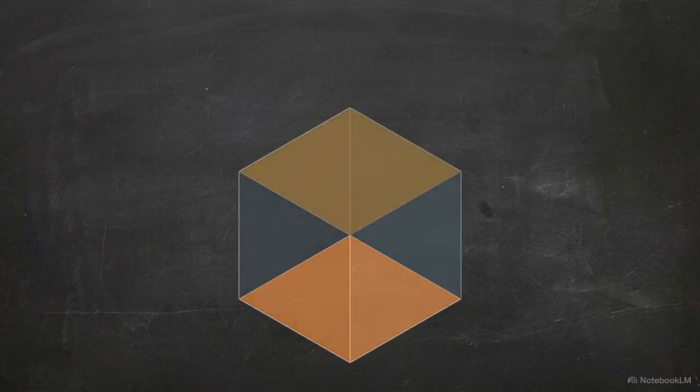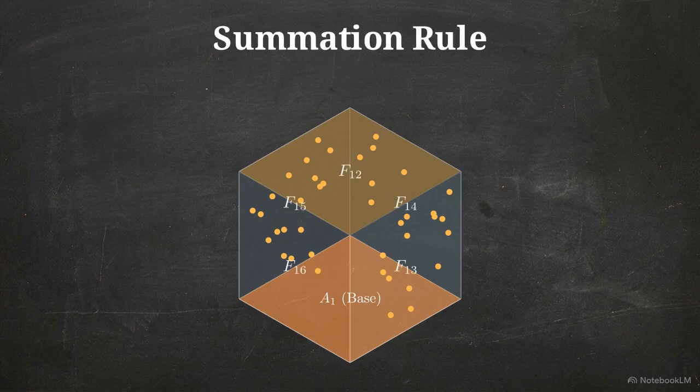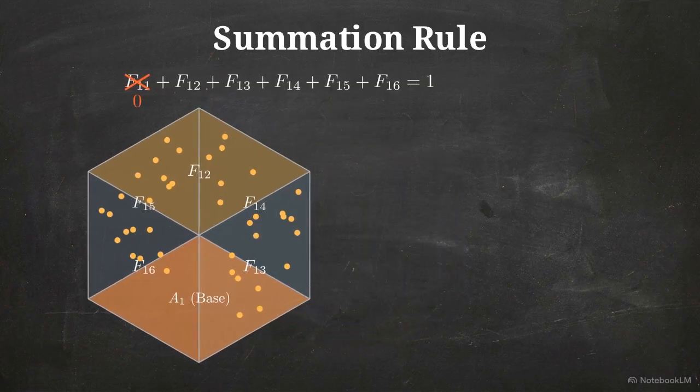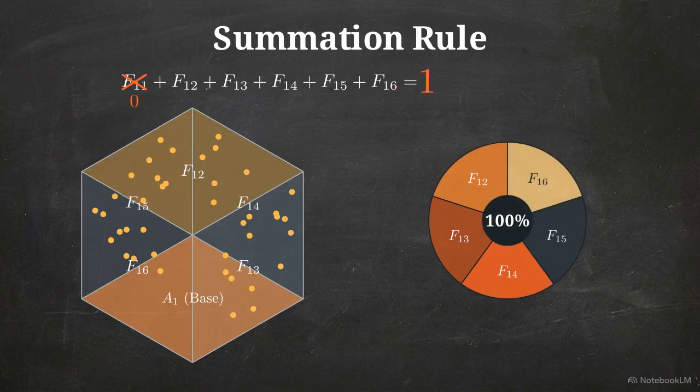So far, we've looked at individual shapes and pairs of surfaces. Now we scale up to a completely enclosed room. Look at this sealed 3D box. If we track all the radiation leaving the base, surface A1, every single ray must eventually strike the top or the sides. There is nowhere else for it to go. This gives us the summation rule. The fractions of radiation leaving a specific surface and hitting every surface in an enclosure will always add up to exactly 1. An enclosure creates a perfectly closed mathematical loop. By knowing the total is always 1, we guarantee that no energy escapes our engineering calculations.